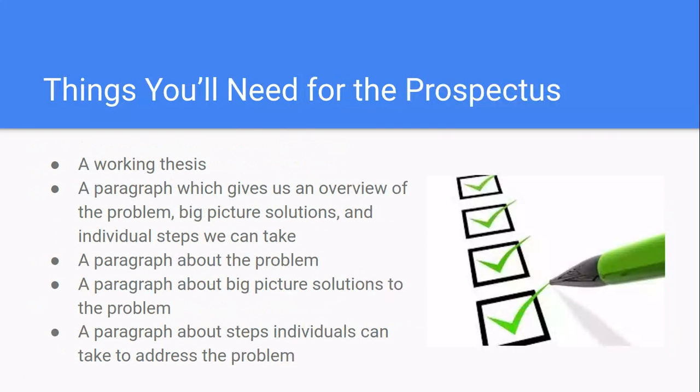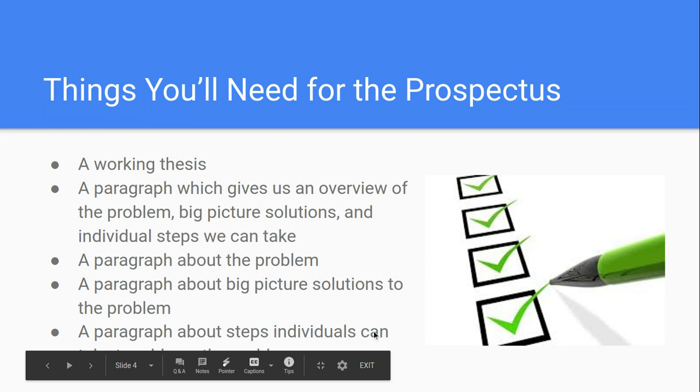So things that you're going to need for the prospectus. Number one, you'll need your working thesis statement. You should also have a paragraph that gives us an overview of the problem, big picture solutions, and individual steps we can take. And from there, you'll have a paragraph about each of those sections in more depth. So a paragraph about the problem, a paragraph about big picture solutions to the problem, and a paragraph about steps that individuals can take to address this problem. And remember that these are planning paragraphs. These are just your notes to yourself about what you're going to discuss in that section of the essay.